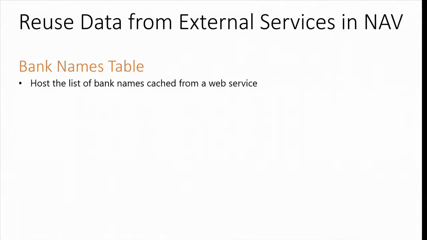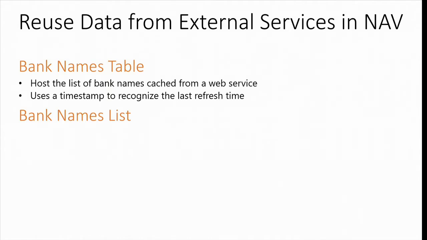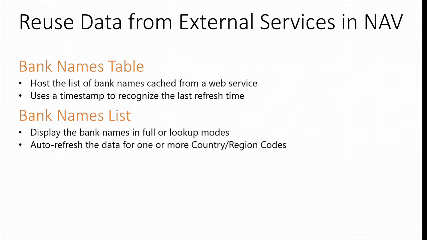So the data is stored in a table in NAV, like any other table. And it is time-stamped, so it's easy to figure out if it is outdated or fresh. And it gets displayed to the user through a list page. That list page works in a regular mode, like all other list pages, or in lookup mode, when they need to use that from the bank account card. The page is going to offer the chance to refresh the data the moment it detects that the data is outdated. Otherwise, the user is always going to have the option to refresh the data the moment they need to.